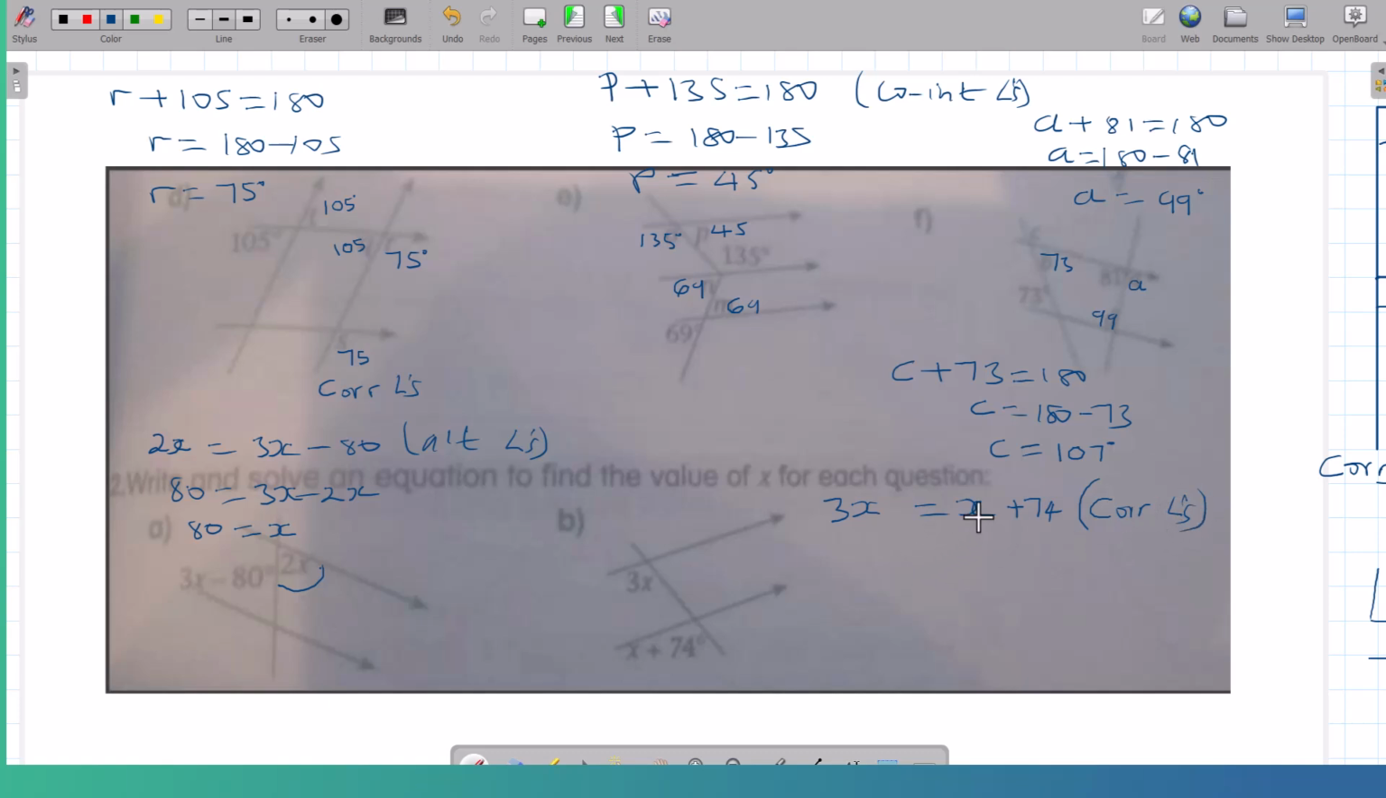So this x becomes negative. What is 3x minus x? It is 2x. Then divided by 2. What's 74 divided by 2? What do we get as your x here? We get 37. That's our answer, 37 degrees.